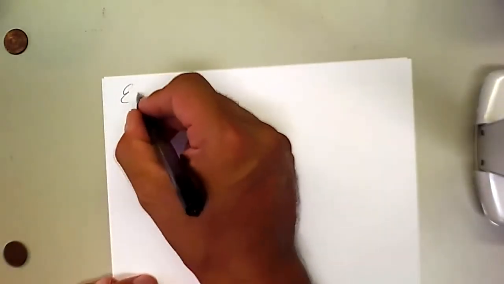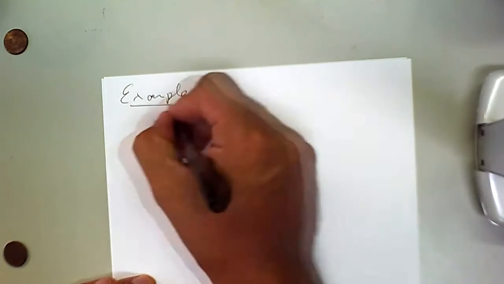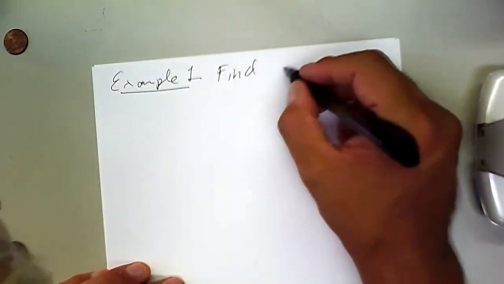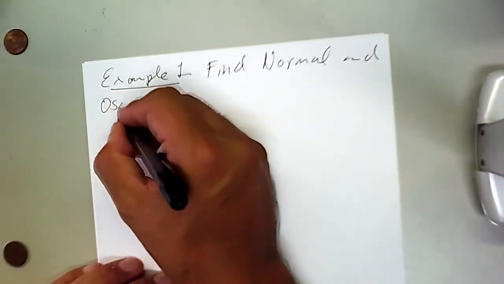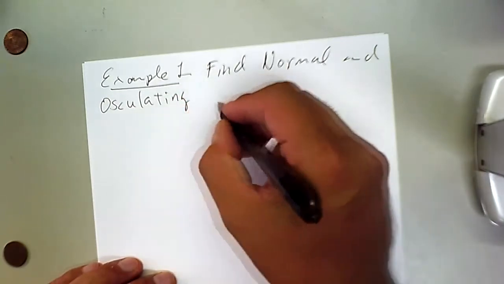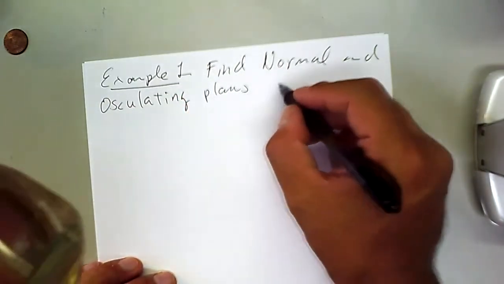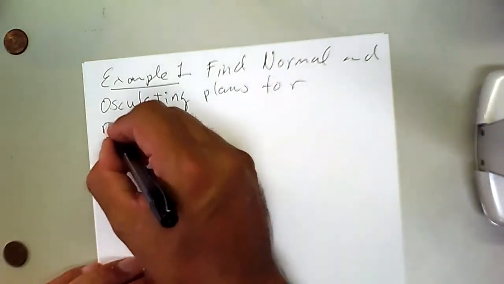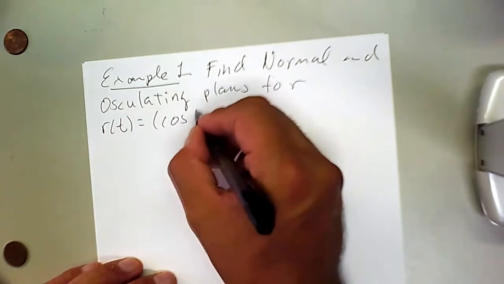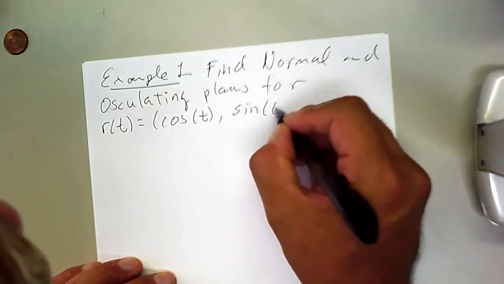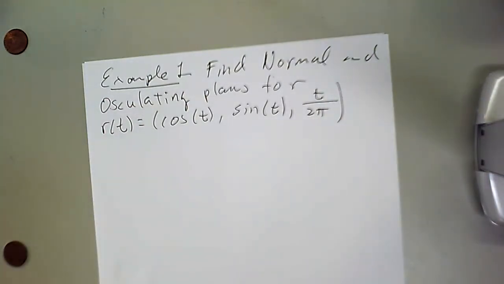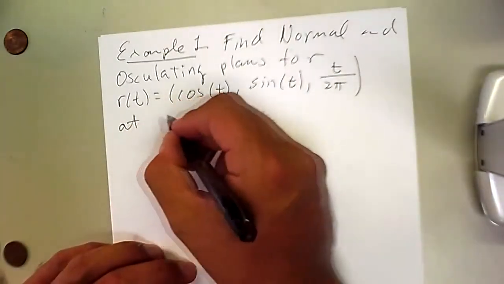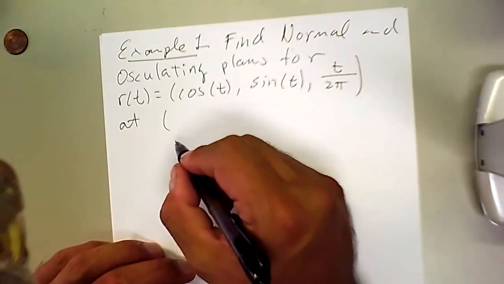Let's do an example. So our old example, this is going to be example 1 of this video. Okay, so find the normal and osculating planes for r of t equals cosine of t, sine of t, t over 2 pi, our old friend, at, where are we going to do this?